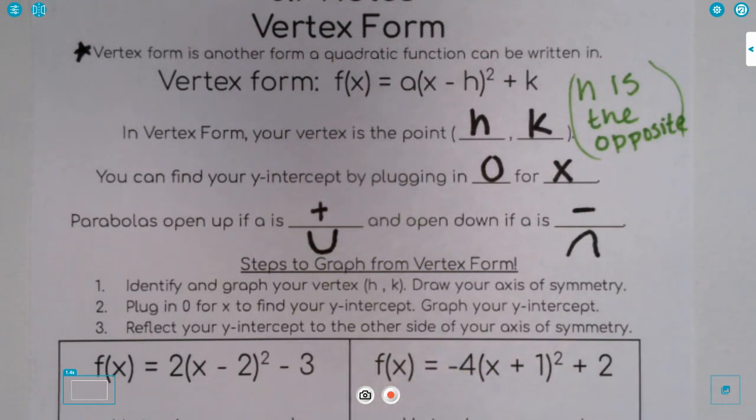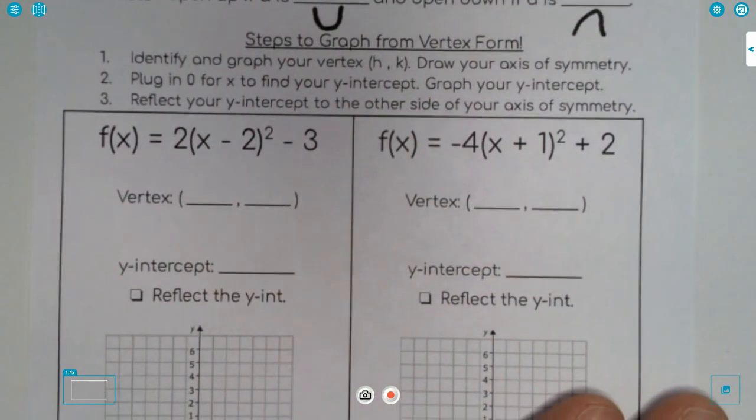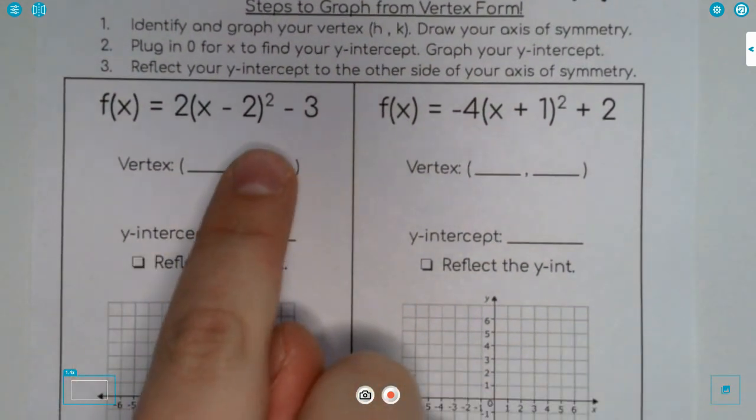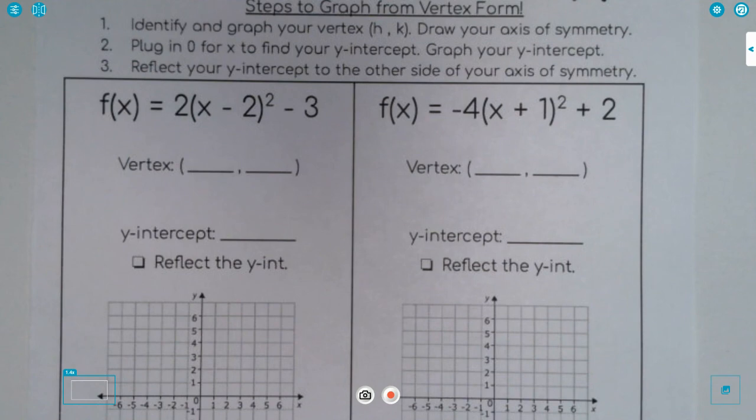For this method of graphing, instead of having 5 points on our graph like we did in 6.5, we only have 3. We're just going to have the vertex and then the y-intercept and its reflection. So with that being said, we've only got 2 examples on notes here. Let's work on those. This first example, we've got f of x equals 2 times x minus 2 squared minus 3.